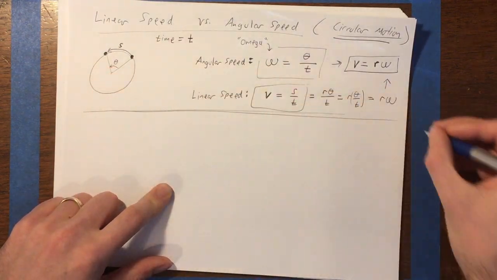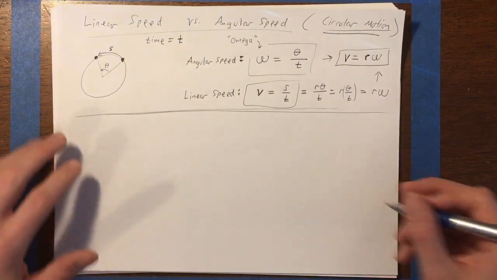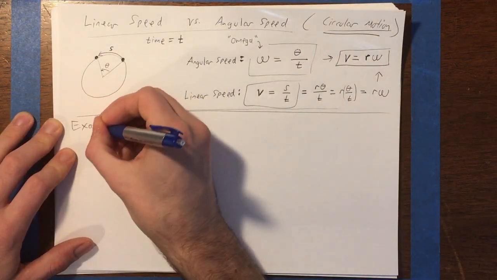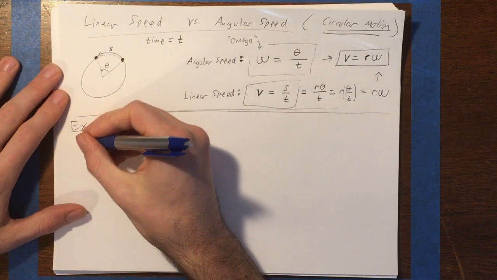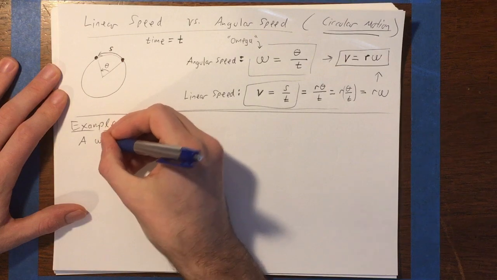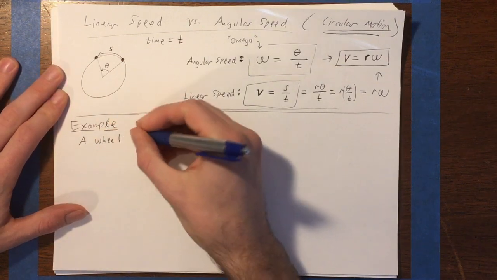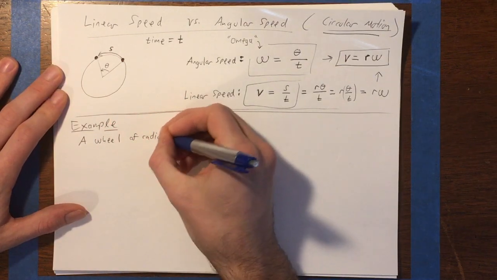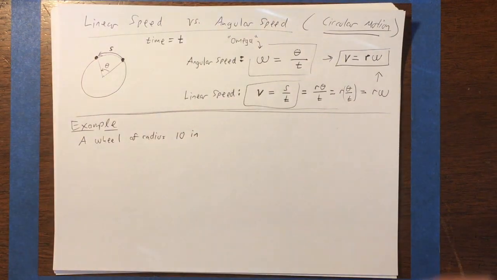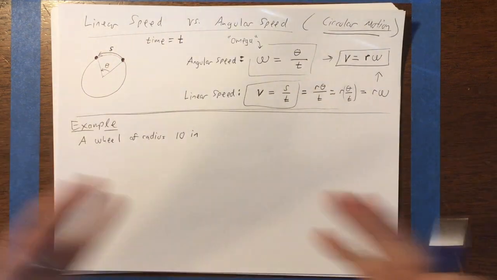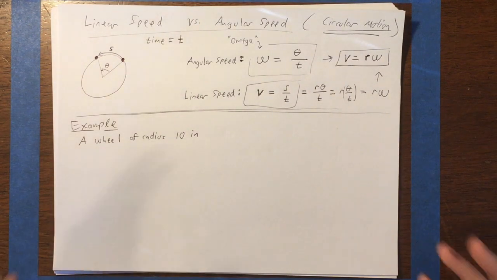So let's do an example where we have to use this stuff. Heads up, this example is going to involve a lot of unit conversion, so get ready for your unit conversion. Let's talk about a wheel on a car. A wheel of radius 10 inches, which I looked up, and this is including the wheel and the tire. So it's the total radius of the wheel that's in contact with the road.